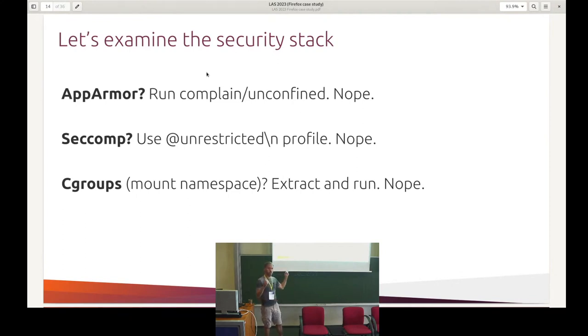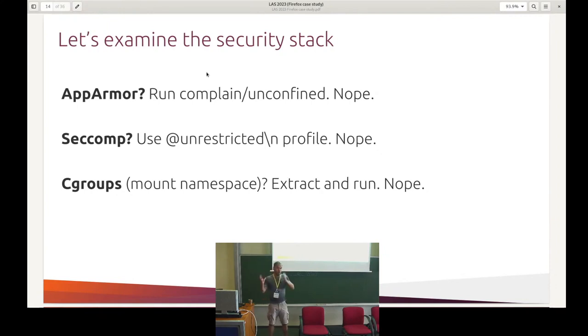We used what's called an unrestricted seccomp profile. You can actually create a profile that has the following text in there, "unrestricted\n", new line, right? And that means there's no filtering. So we excluded seccomp from the equation as well. And the answer is still no difference.